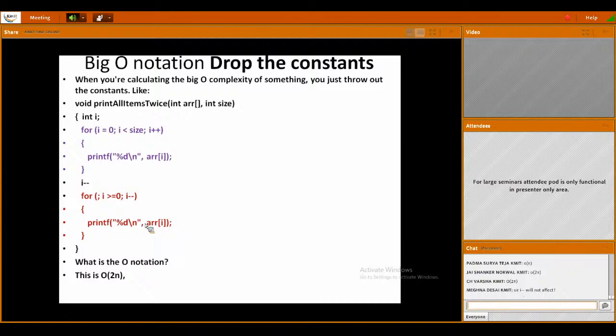The i minus minus will not affect this, because the n value has gone up to n in this loop. Suppose this size is 10. By the time I come out, the size has become 10. So from 10 to 9, it is reducing. Therefore, it is running, Meghna.